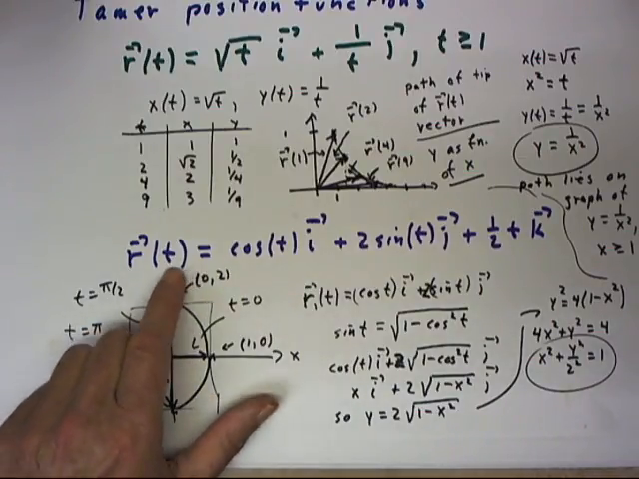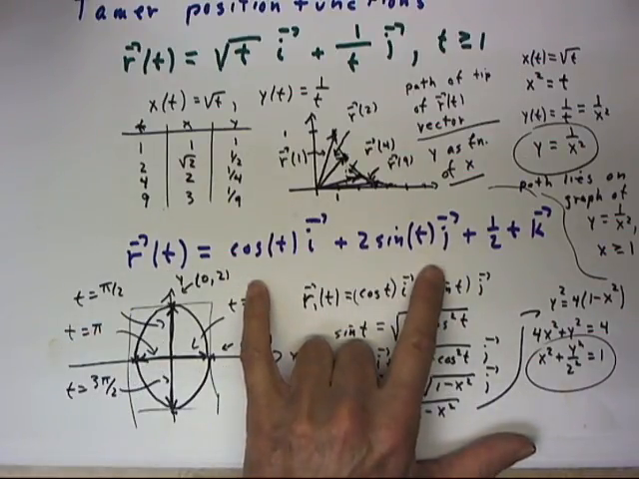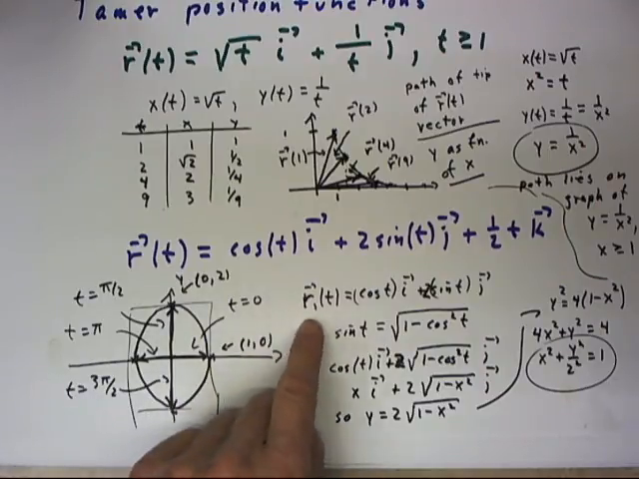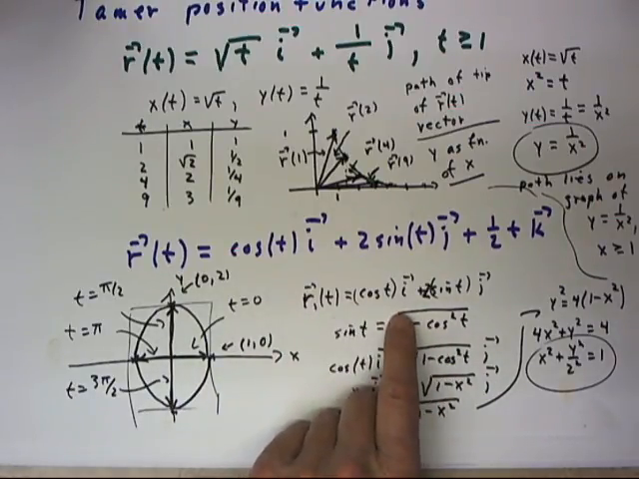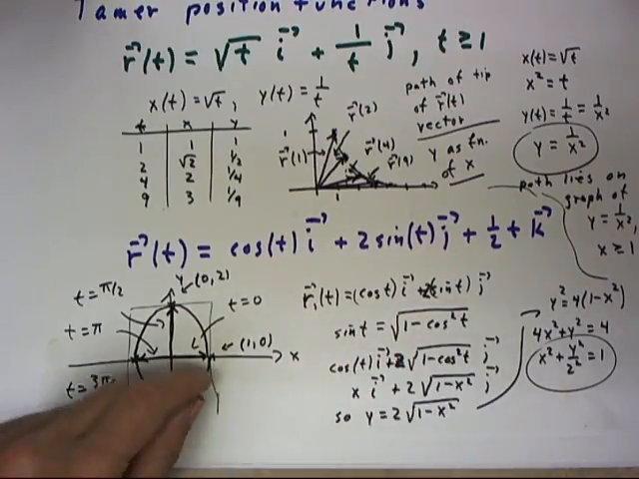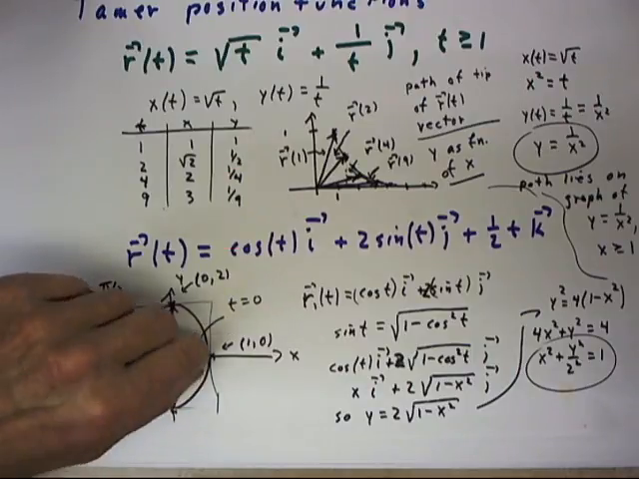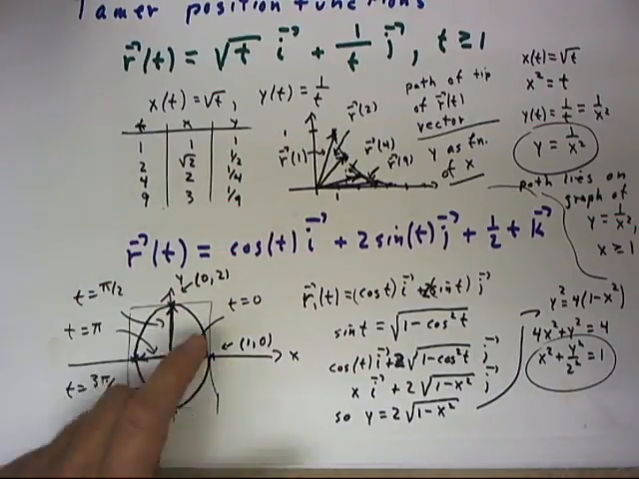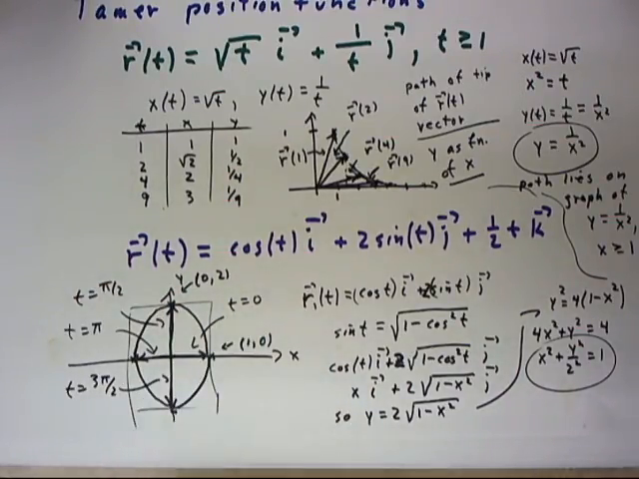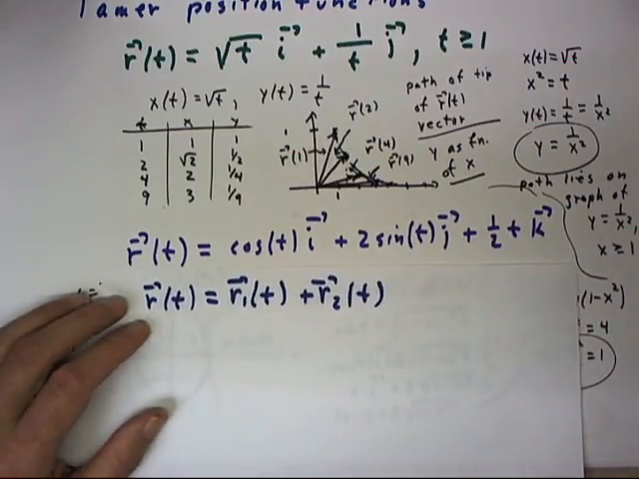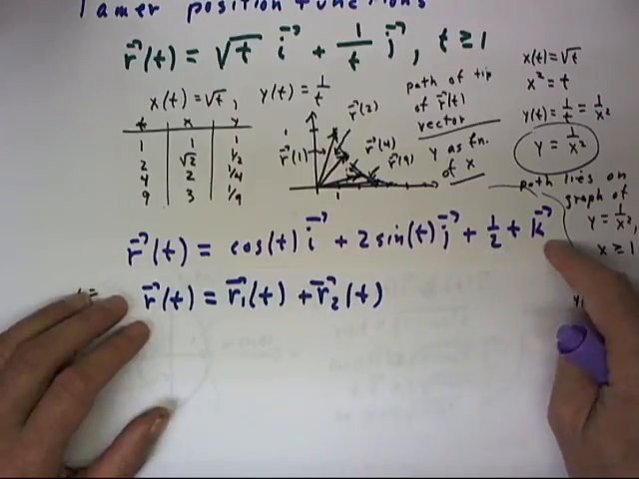We've just seen that if we take just the i and j components out of the function r of t, we get a function r1 of t, cosine of t i plus 2 sine t j, whose graph is an ellipse and which we can tell is traversed in the counterclockwise direction as t increases. Now let's think about what we're going to do with this 1/2 t times k.